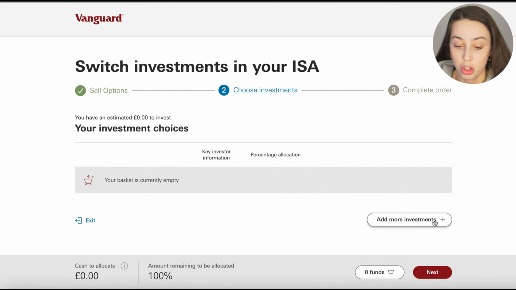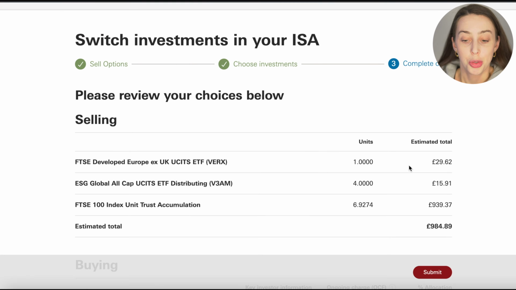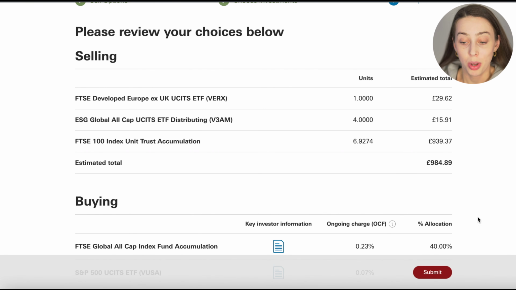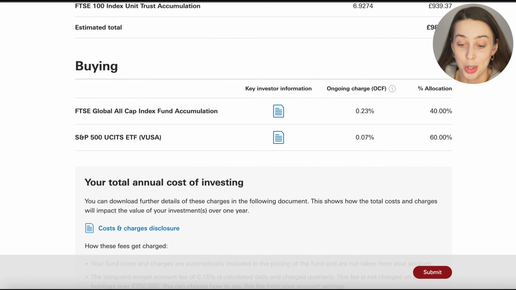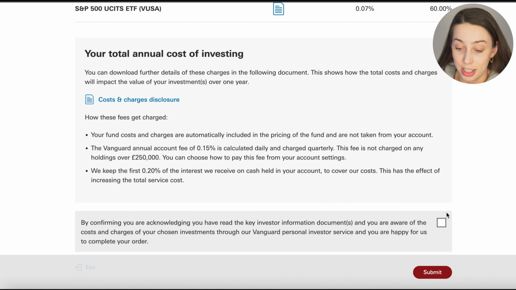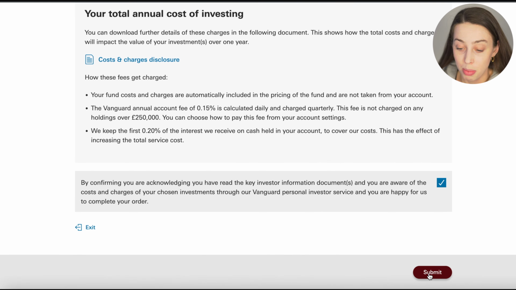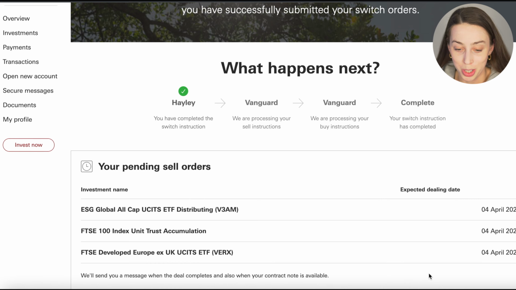So my investment choices are going to be, let's just find them here. So what I've done now is I've selected the ones I want to sell and what I'm buying. I want 40% of the money that I'm selling to go into the FTSE Global All Cap and 60% to go into the S&P 500. So you'll see that split here, what you're selling, what you're buying, and just tick this box when you're happy and submit. You have successfully submitted your switch orders.